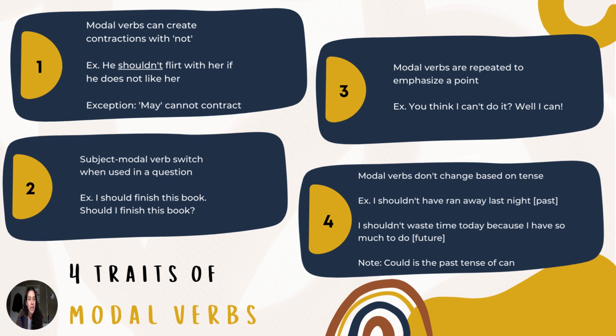So an example would be, he shouldn't flirt with her if he does not like her. Now, this is advice, right? He shouldn't flirt with that girl if he doesn't like her, because the speaker knows that's not going to be nice to the girl. So this speaker is suggesting, advising, giving advice to not do something because of the consequence, because of what will happen if you do.